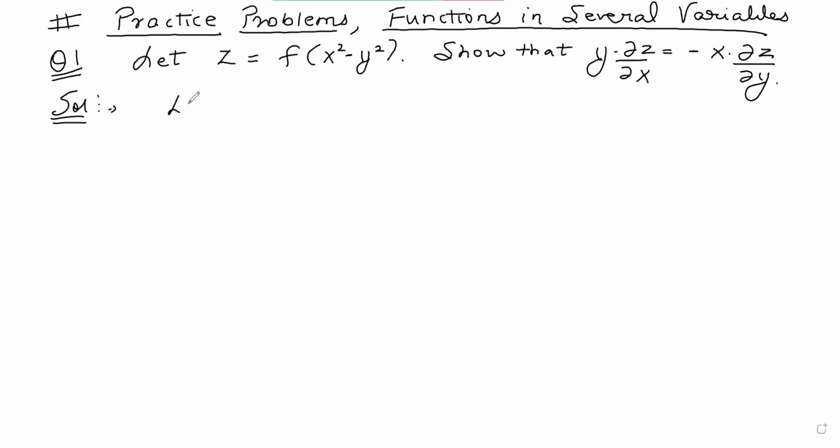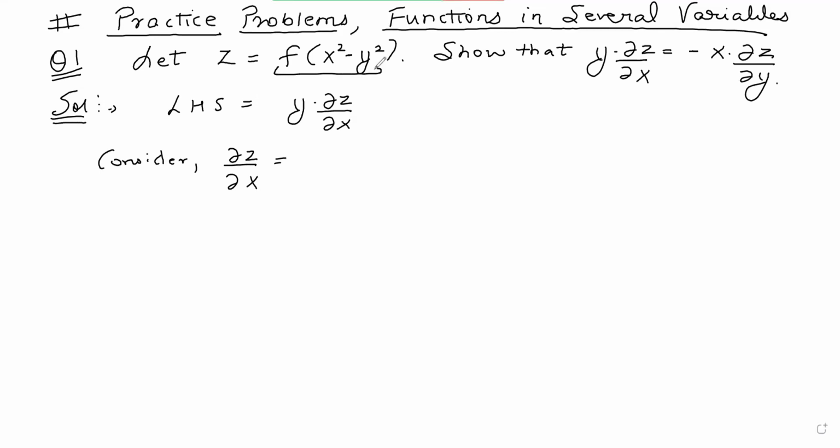So let's quickly start with the left hand side. The left hand side is y times del z over del x. So what is del z by del x? Let's quickly calculate this. Del z by del x will be the partial derivative of the function with respect to x. Remember, when you are partially differentiating with respect to x, you treat y as a constant.